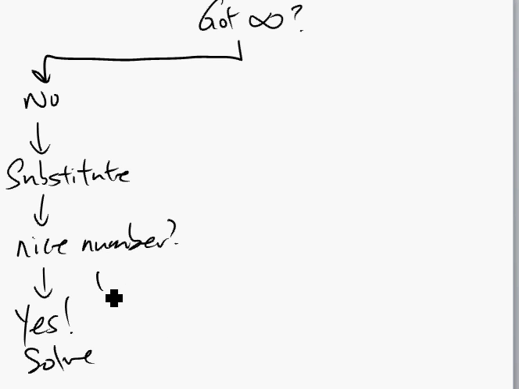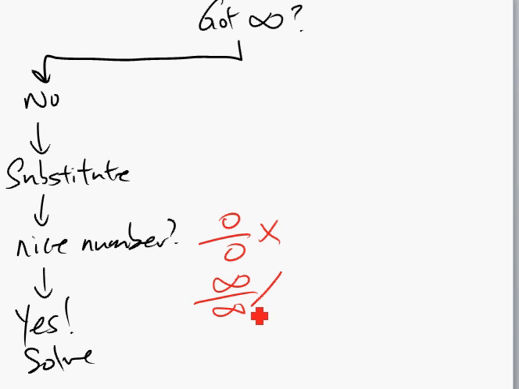For example, when limit x tends towards 3 and then you have, for example, 3x, then you solve this, the answer is 9. 9 is a nice number. So what in the world is an ugly number then? An ugly number is what I mentioned earlier. If you get 0 over 0, that's ugly. If you get infinity over infinity, that's ugly too. So if you get 0 over 0, that's probably a bad idea. So if you get a nice number, this will be no, this is ugly.